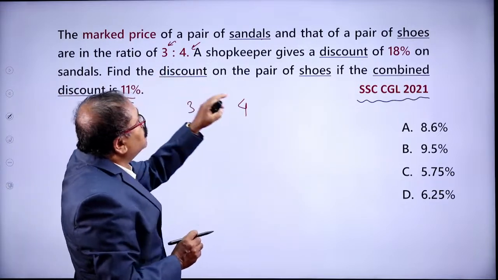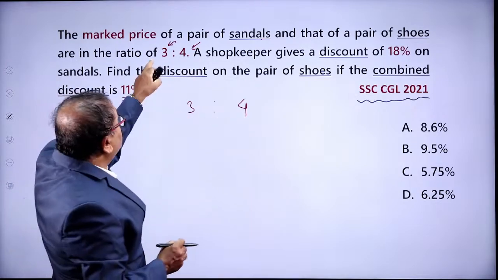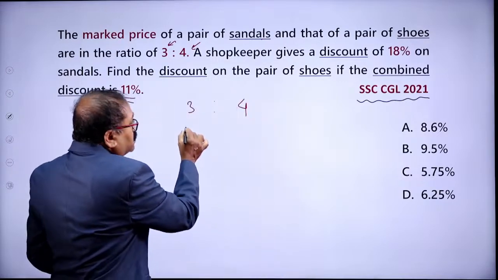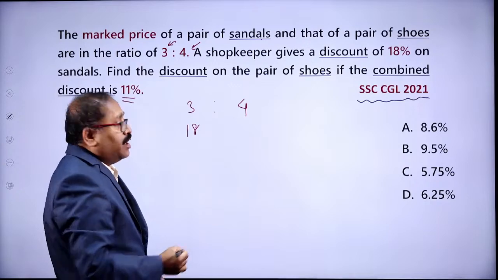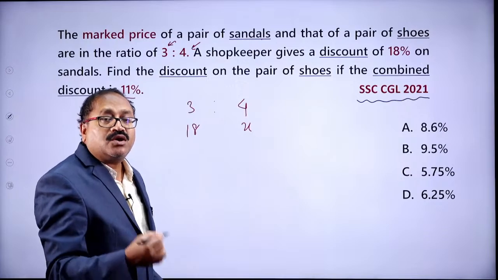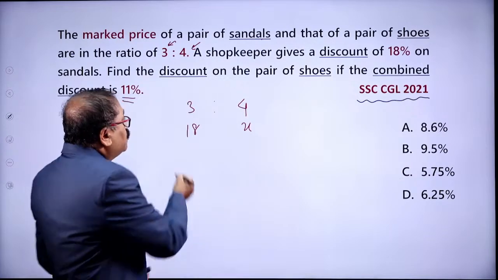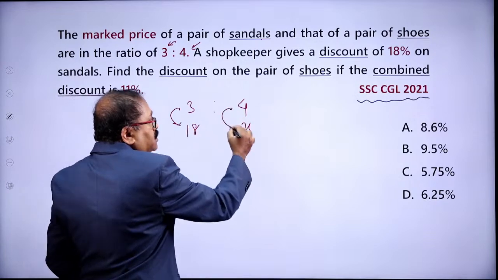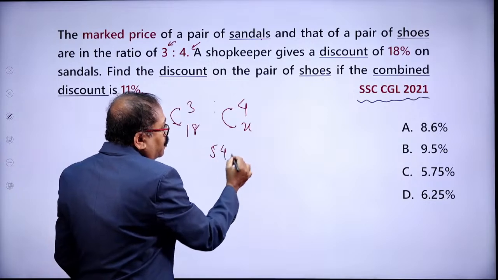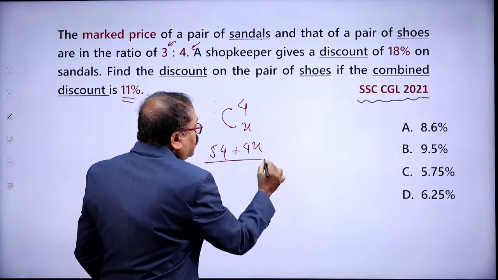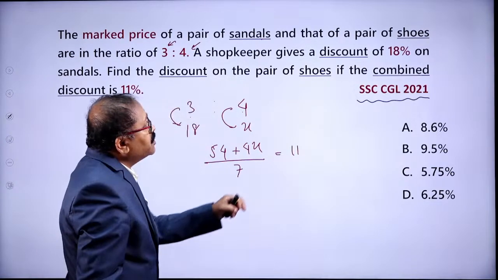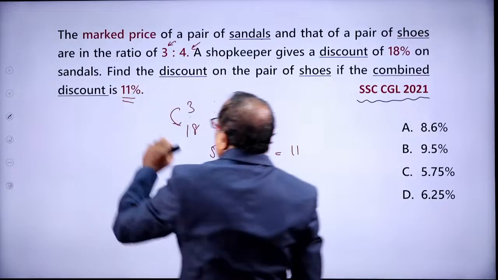So this is 3:4, the weighted average. 3:4 is the marked price. In the first case, he gives a discount of 18%. In the second case, I don't know the discount, so let's take the second discount as X. And the overall discount is given. So when this discount is 18% and this discount is X%, the overall discount will be (18 times 3, which is 54, plus 4X) divided by (3 plus 4, which is 7), and the overall discount given to us is 11%.